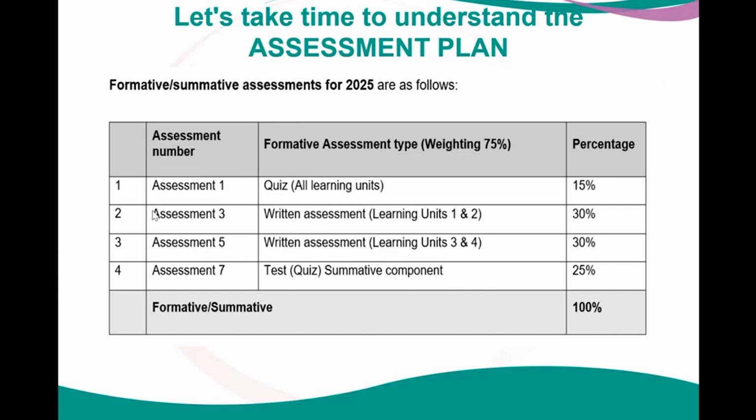So I would suggest that you work hard to complete assessment 3, and the same applies to assessment 5, which is your main assessment, testing you on learning units 3 and 4. That will count 30%. Only if you don't get the 50%, or you don't perform well, you can take the elective, which is assessment 6, and that will also test you on learning units 3 and 4.